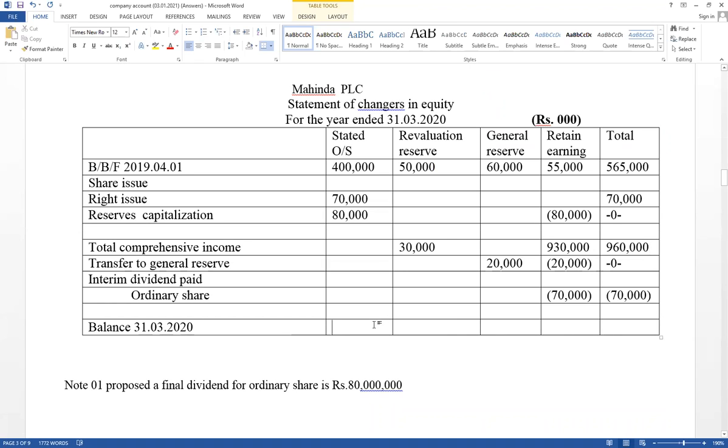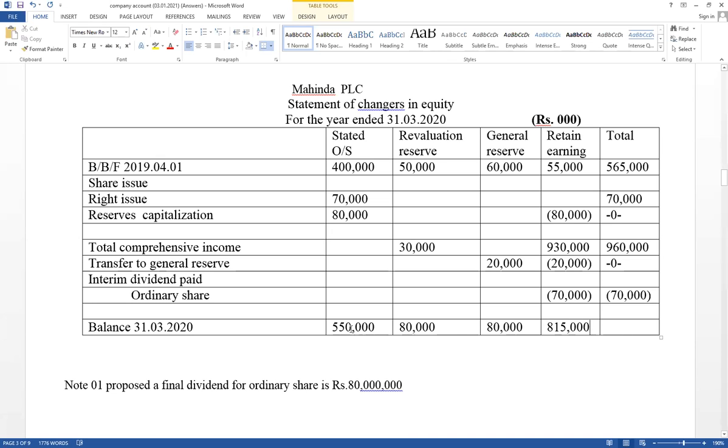Take the value, ordinary shares, opening balance plus 70 plus 80. Therefore, closing balance equals 550,000. 50,000 plus 30,000 here will equal 80,000. General reserves total will equal 80,000. Then change in equity: 55 plus 55 minus 80 plus 930 minus 20 and minus 70. Therefore, 815,000.